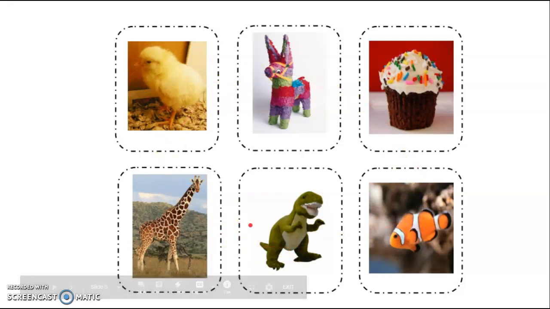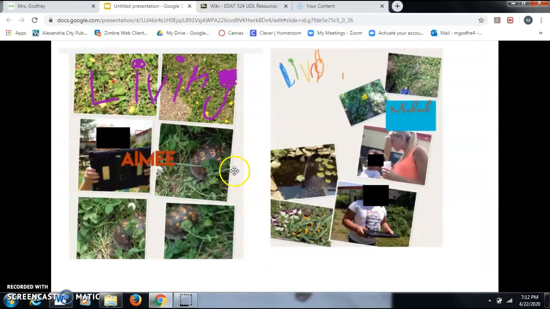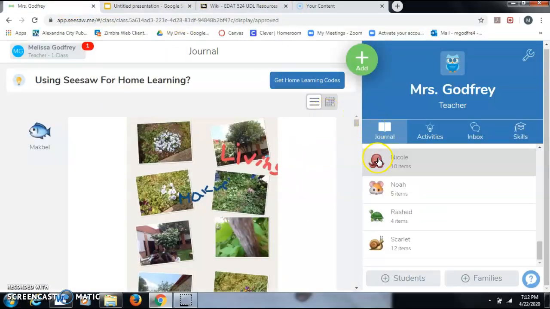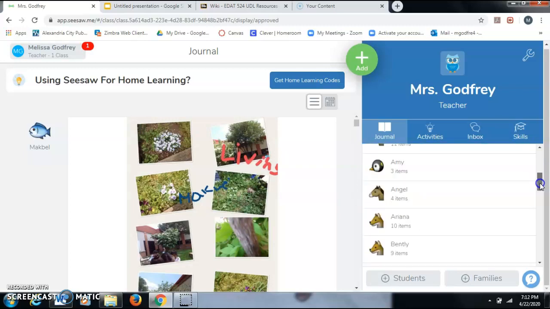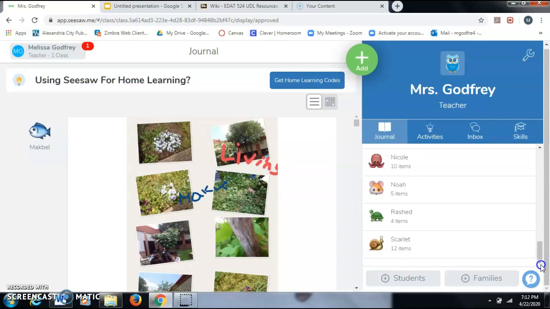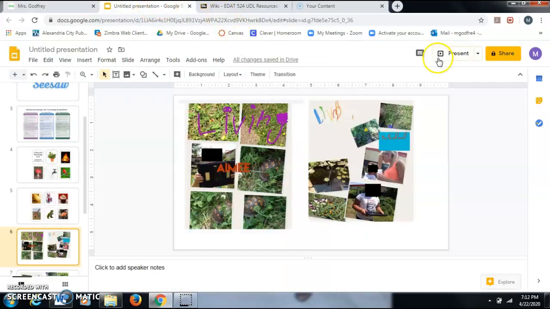Once students were able to understand living and non-living things, they then were taught how to take real pictures using their iPads. So students all had their very own iPad, and they had the Seesaw app. I'm going to show you what the Seesaw app looks like. So all the students' names are here, and they have their name, and then they have a picture of an animal to represent them. Students were explicitly taught how to take pictures and upload those pictures to their individual platforms. And it's extremely easy for students to do.